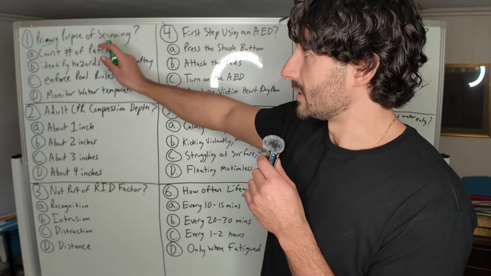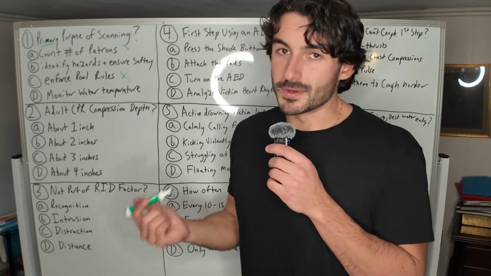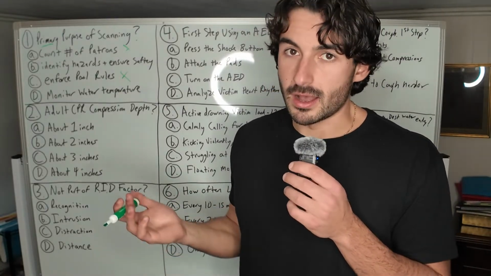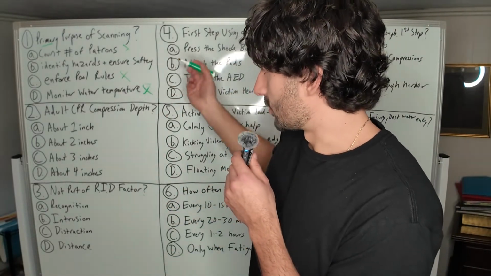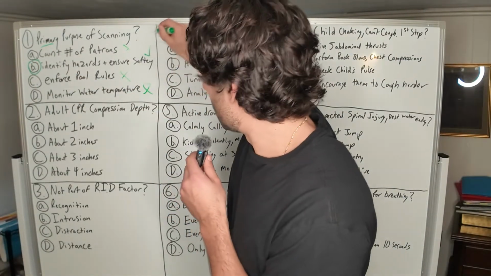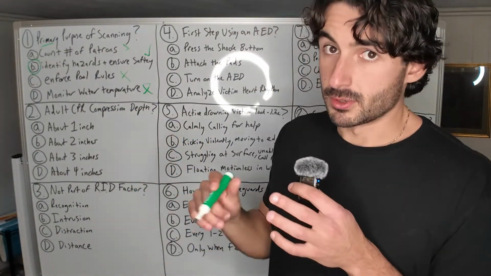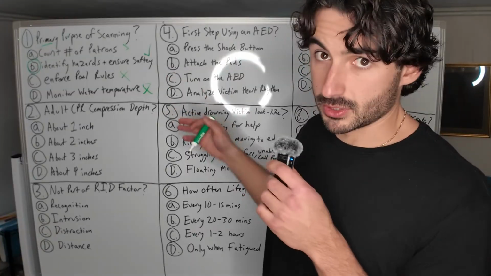Enforce pool rules. Yes, that's true, but it's not the primary reason. And monitor water temperature. There's always going to be an answer that's just way off, and that's just the one for this question. So right here, the right answer would be B. Identify hazards and ensure safety. So pretty straightforward. We'll start a little light, but they'll get more tricky as we move along.